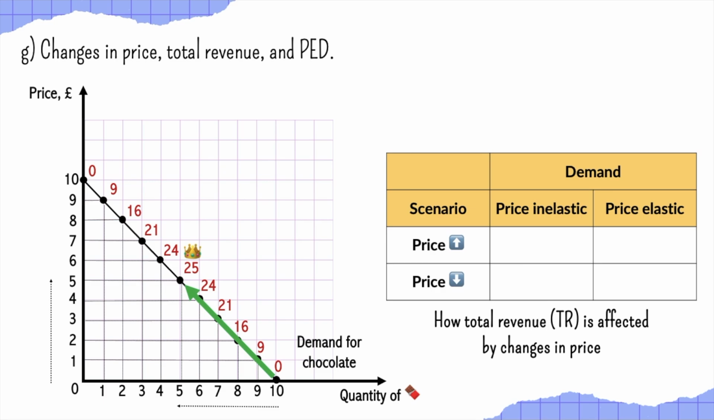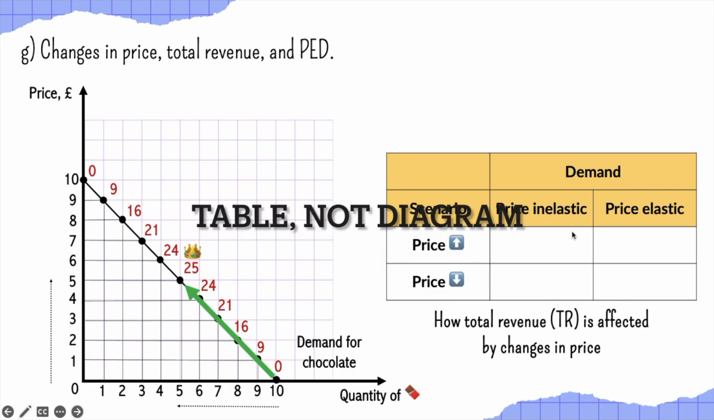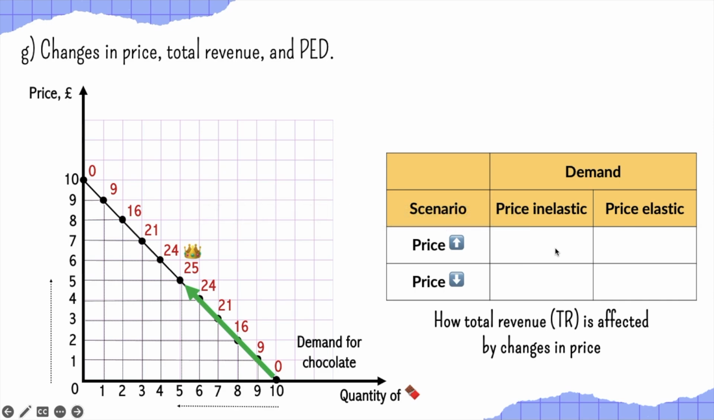Now, the most important part of this video. Let's complete this diagram. Let's fill in the gaps in this diagram. We need to analyze what will happen to total revenue, depending on different scenarios. Scenario 1 is price increases and demand is price inelastic. Let's start with this one. So basically, this part of demand is price inelastic.